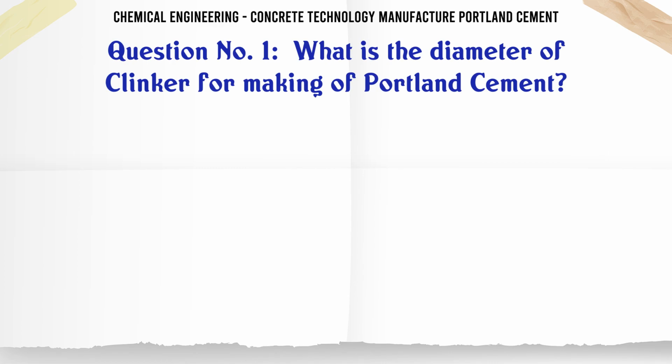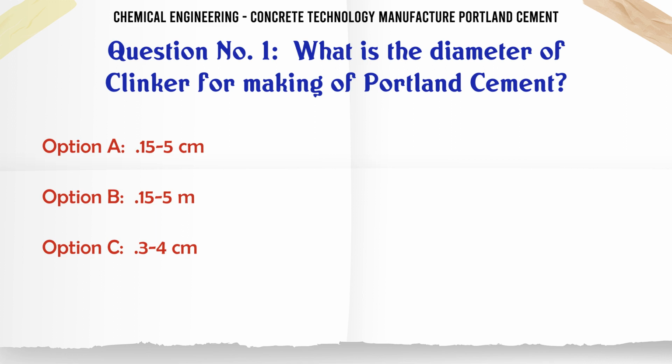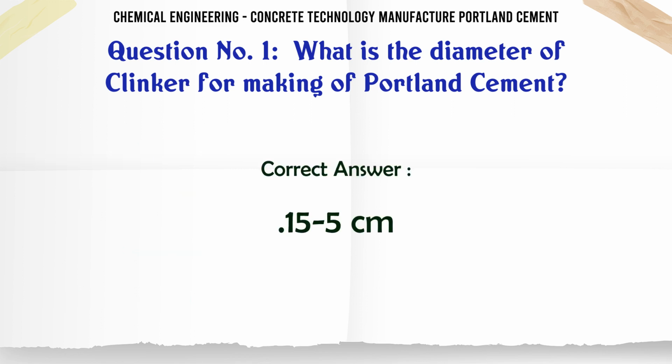What is the diameter of clinker for making of Portland cement? A. 15.5 centimeters. B. 15.5 m. C. 3.4 centimeters. D. 3.4 m. The correct answer is A, 15.5 centimeters.